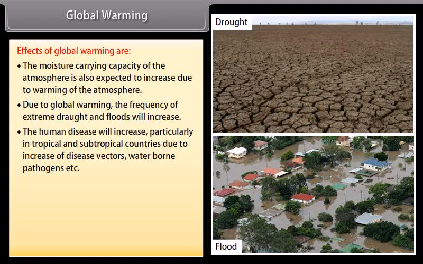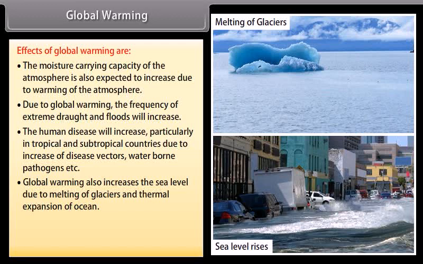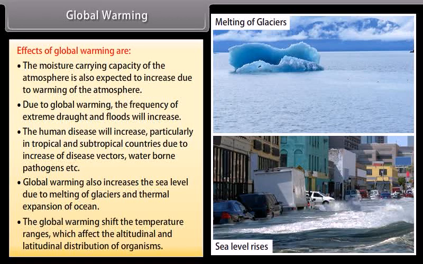Human diseases will increase, particularly in tropical and subtropical countries, due to an increase in disease vectors, waterborne pathogens, etc. Global warming also increases the sea level due to melting of glaciers and thermal expansion of the ocean. Global warming shifts the temperature ranges, which affects the altitudinal and latitudinal distribution of organisms.